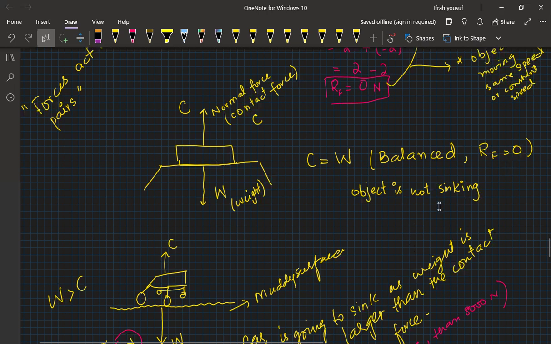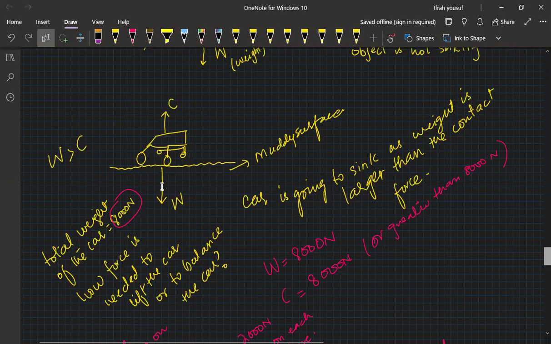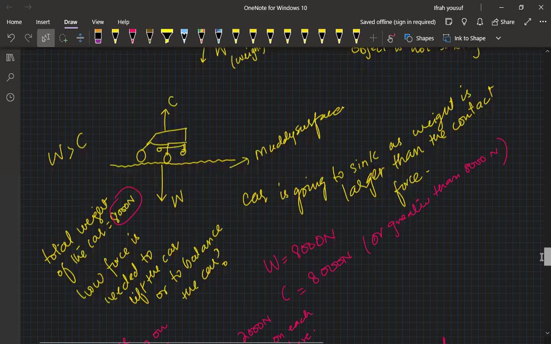So the object is not sinking. Sinking means that it is not going down. Now you can see here which arrow is larger, the C1 or W1? W1, right? So I can say W is greater than C. That means weight is greater than the contact force or normal force. So if the car is on a muddy surface, the car is going to sink as the weight is larger than the contact force. That makes sense, and it's a very easy concept.